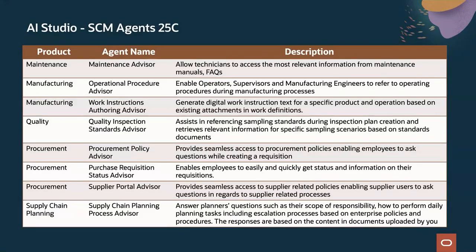The quality inspection standard advisor assists in referencing sampling standards and retrieving relevant information for specific sampling scenarios based on a large knowledge base that is typically in standards documents which are hard to interpret. This provides quick access and compliance to standards while defining inspection processes.